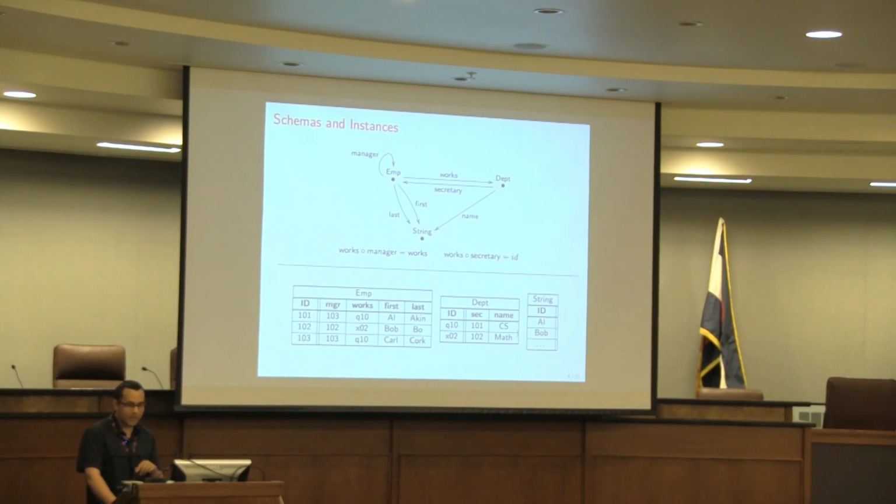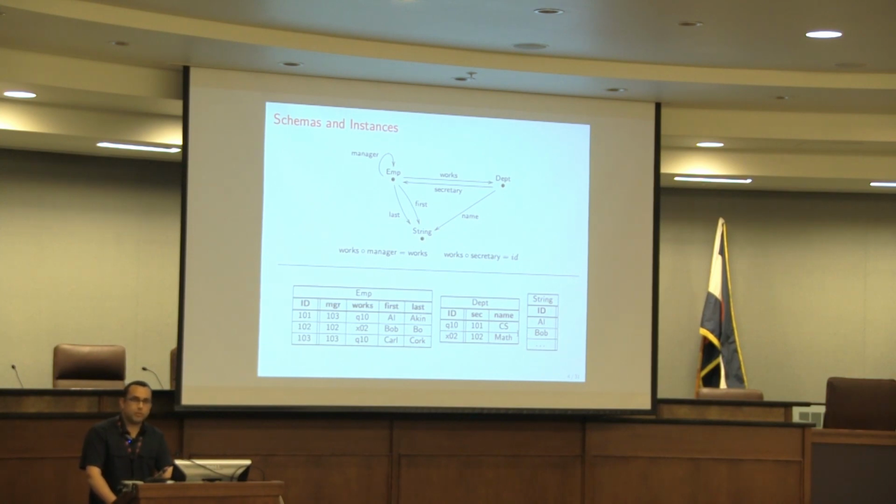So this example above the line has 3 nodes, emp, which is short for employee, dept, which means department, and string. Those are the 3 nodes. And then the directed labeled edges are manager, which goes from employee to employee, works, which means works in, an employee works in a department. It goes from employee to department. And then secretary takes a department to an employee. And then you have these 3 arrows, first, last, and name, which go from employee to string and department to string, because employees and departments have names.